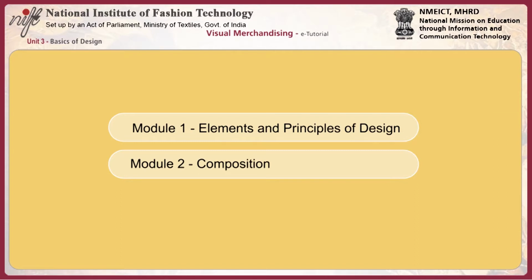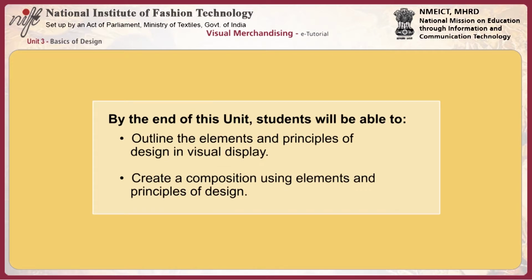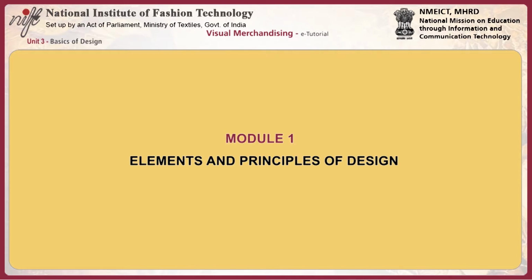By the end of this unit, students will be able to outline the elements and principles of design in visual display, and create a composition using elements and principles of design. The first module explores the elements and principles of design, that is, point, line, shape, form, color, texture, rhythm, balance, proportion, variety, unity, movement, emphasis, and repetition.